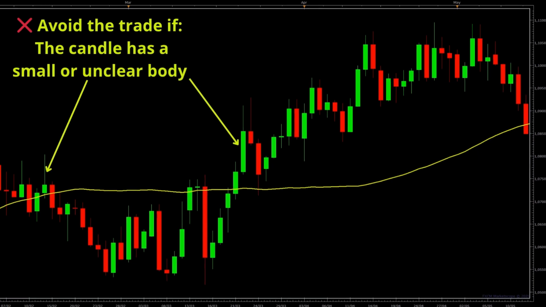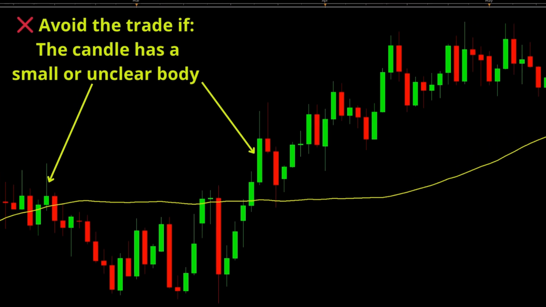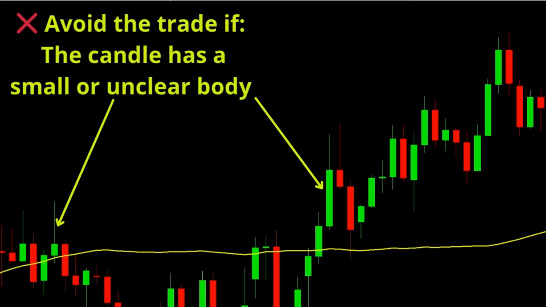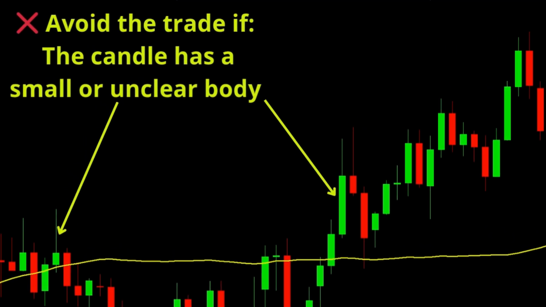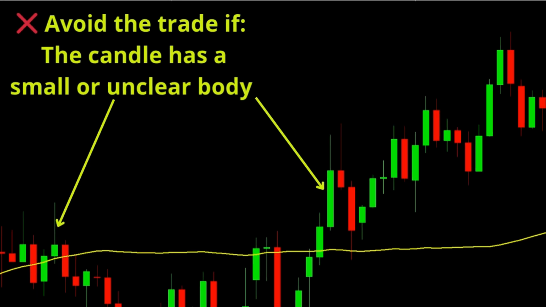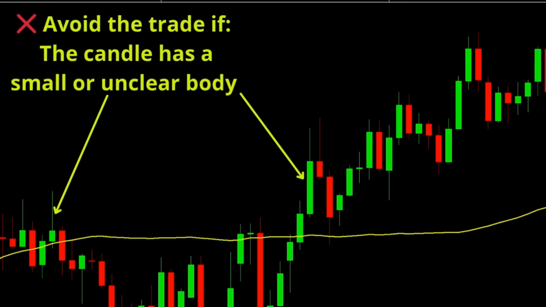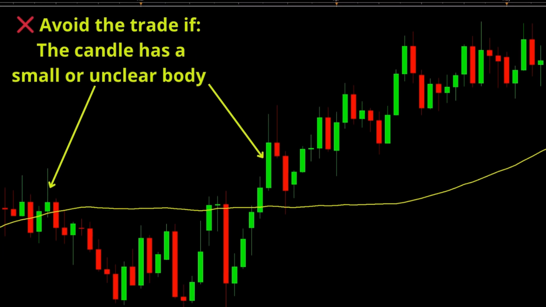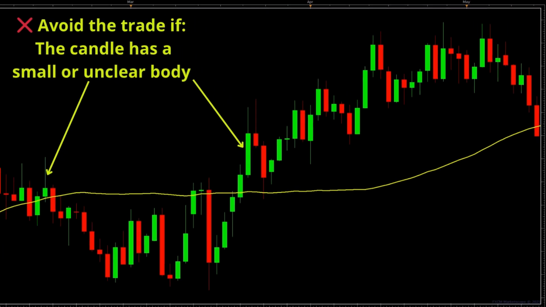This chart demonstrates the first filter. Avoid the trade if the candle has a small or unclear body. These are indecision candles, where buyers and sellers are balanced. Without a long body and small wicks, there is no strong momentum to confirm the move, so we stand aside and wait for a clearer signal.